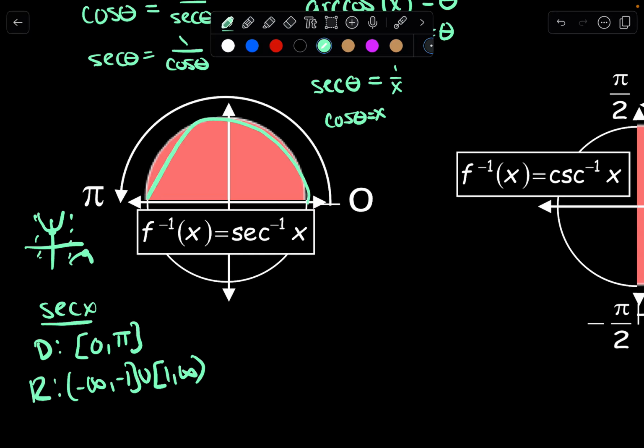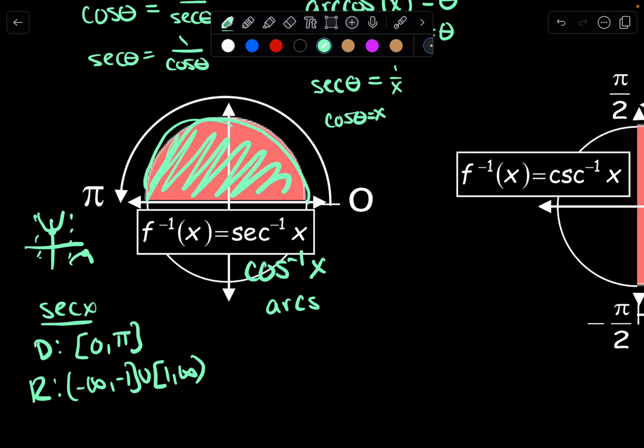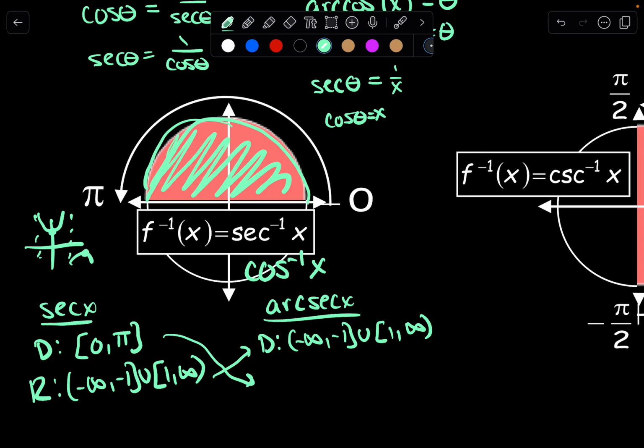And I can see that it's in quadrants 1 and 2, which is very nice because this is the same as arc cosine. So arc secant and arc cosine are going to share the same quadrants, quadrant 1 and quadrant 2. So if we think about the domain for arc secant, it is going to be the range of secant, which is -infinity to -1, union 1 to infinity. And then the range with that restriction is going to be from 0 to pi, inclusive.